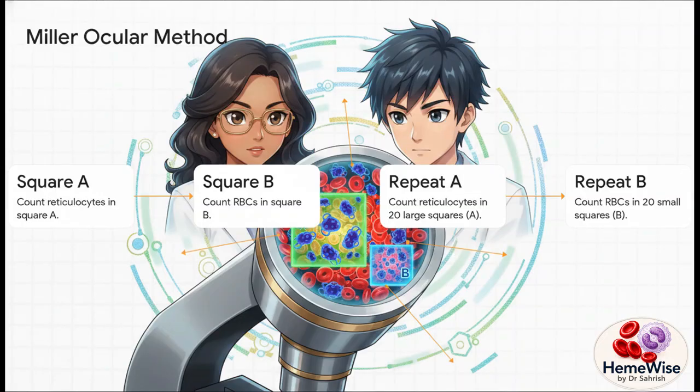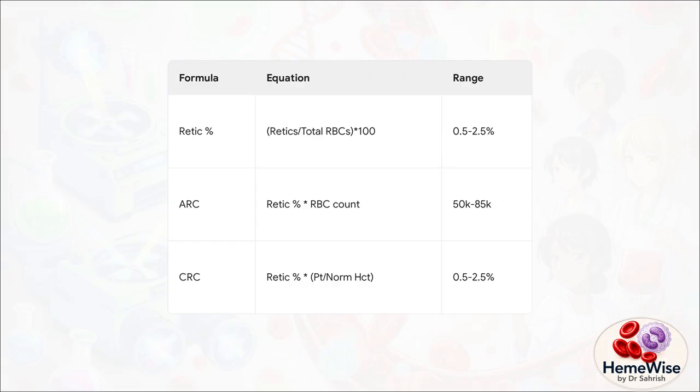You repeat this across 20 different fields. The geometric genius here is that square A is exactly 9 times larger than square B. This lets us sample a solid number of rare reticulocytes against an overwhelmingly huge population of mature red cells without literally losing our minds trying to count thousands of individual mature cells by hand. Once we have those raw manual numbers, we apply some foundational formulas for the patient record.